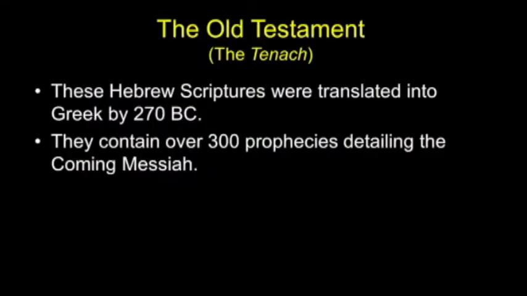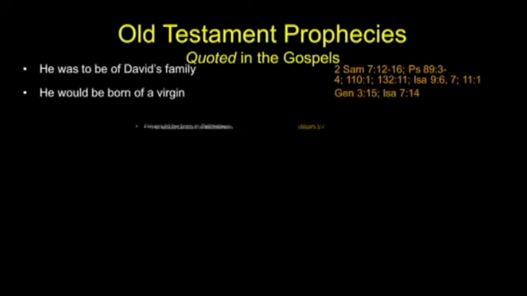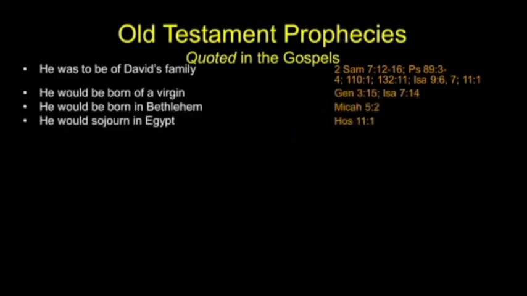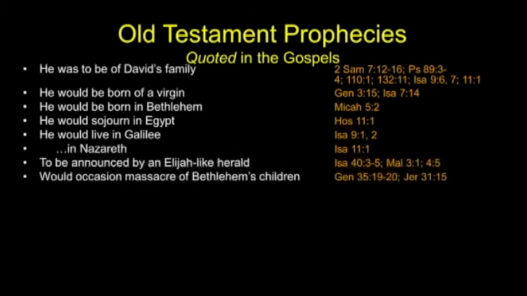They contain over 300 specific details about the coming Messiah. Just taking those that are quoted in the Gospels, He was born of David's family. He was to be born of a virgin. He would be born in Bethlehem. He would sojourn in Egypt. He'd live in Galilee, in fact, in Nazareth. He'd be announced by an Elijah-like herald, that would occasion the massacre of Bethlehem's children.